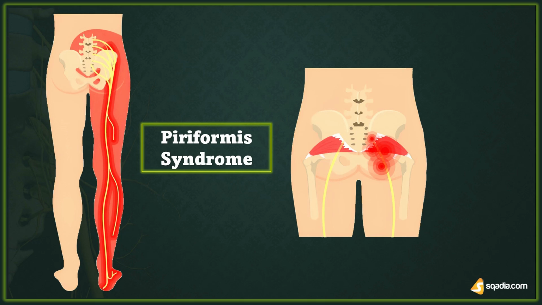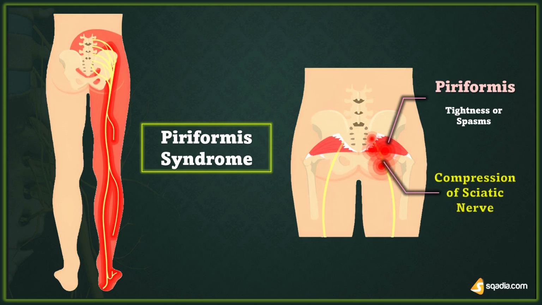Piriformis syndrome is a condition that involves the piriformis muscle. In some individuals, the sciatic nerve can pass through or underneath the piriformis muscle. In piriformis syndrome, this muscle can become tight or experience spasms. When the piriformis muscle tightens or spasms, it can compress or irritate the adjacent sciatic nerve, leading to symptoms that are like those of sciatica.